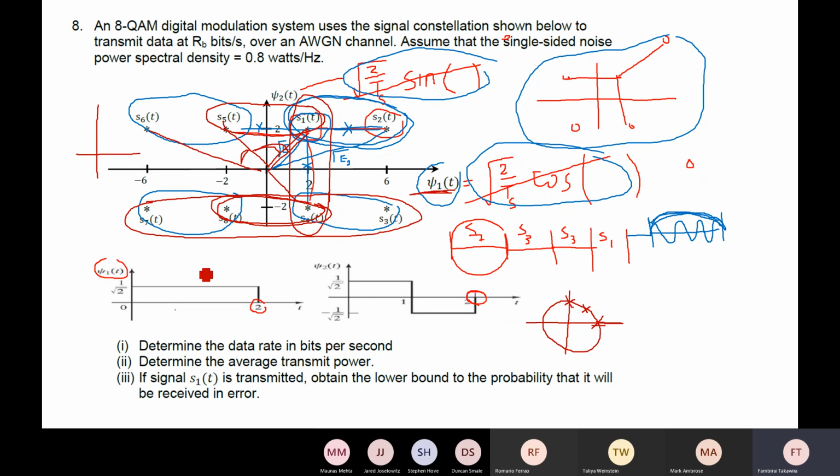So psi1 could have been a cos, and psi2 could have been a sine. But if the coordinates of your signals, once resolved into a basis function, happen to be the same as the coordinate system that we have here, then the performance would be exactly the same.